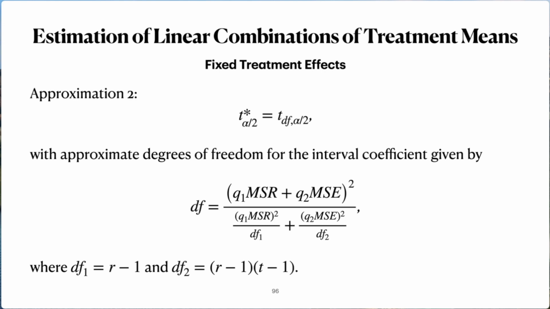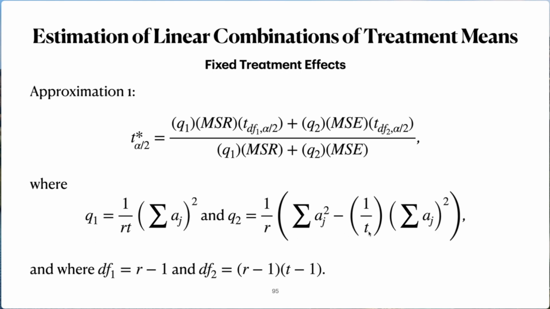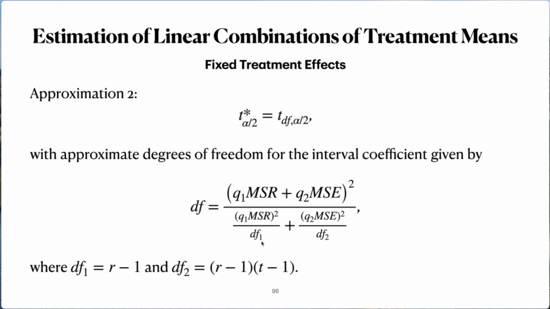So again, the number of degrees of freedom associated with the true interval coefficient is unknown, but we're going to approximate what the true number of degrees of freedom are using this expression here. And so again, this expression also depends on the same quantities, they're just used differently. Actually, this one does not involve the t-values, but it uses everything else. So we have the mean square for blocks, the mean square error. We have q1 and q2 defined in the same way that they were on the previous slide. And df1 and df2 are defined in the same way as they were for the first approximation method.